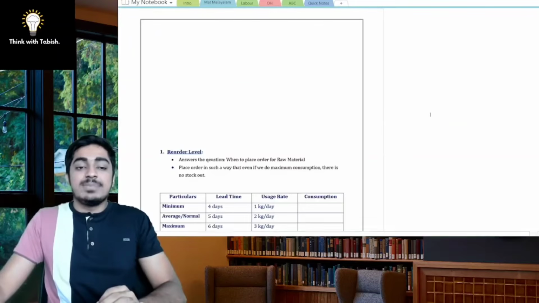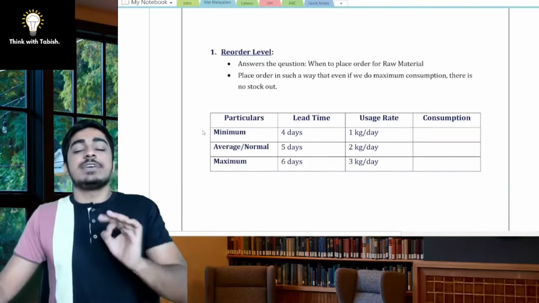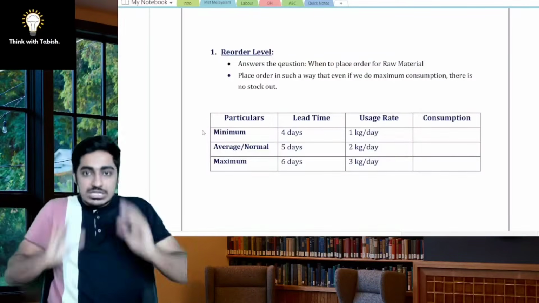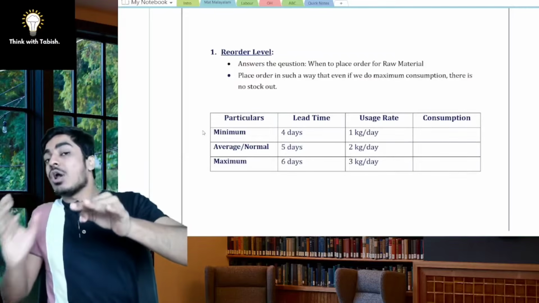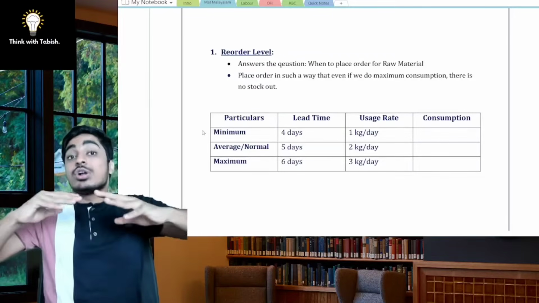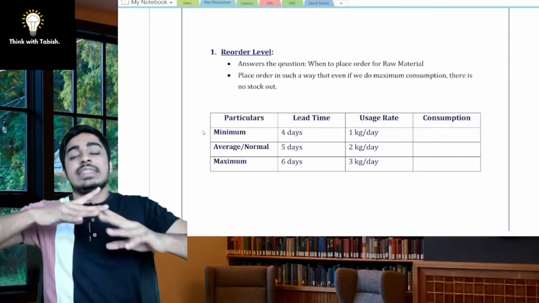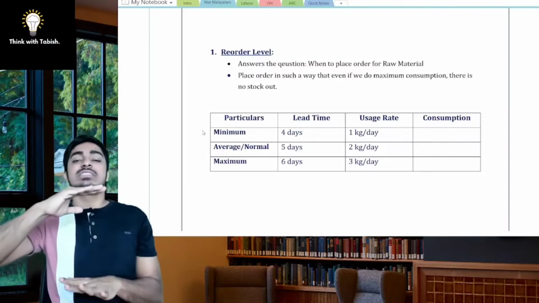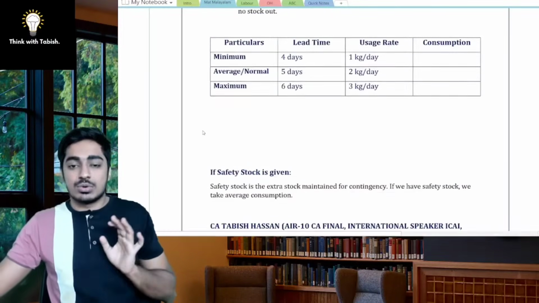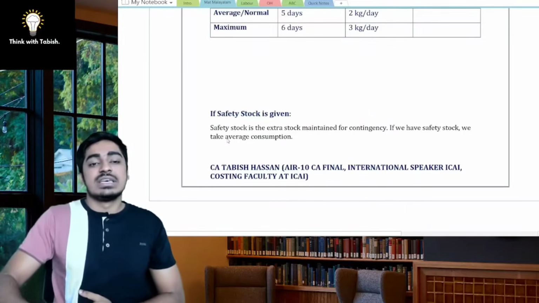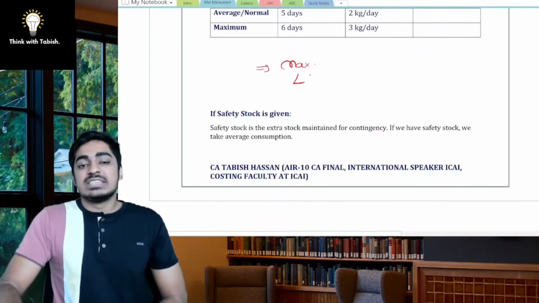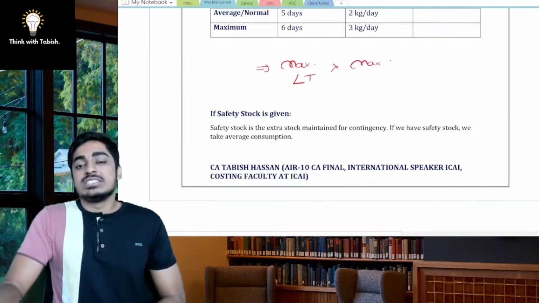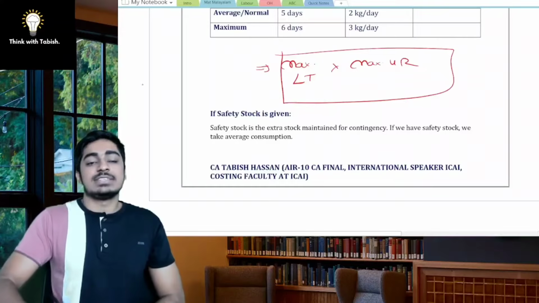Yes, based on 3 basic items, let us first discuss the inventory levels. Firstly, we have the reorder level. Yes, what is the question it is trying to answer? At what point we should place order for raw material? We should place order for raw material in such a way that even if you do maximum consumption, still there is no stock out. How do you get that? Yes, reorder level is equal to maximum lead time into maximum usage rate. Yes, we've discussed this already.